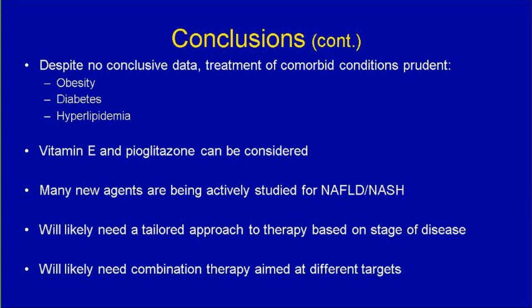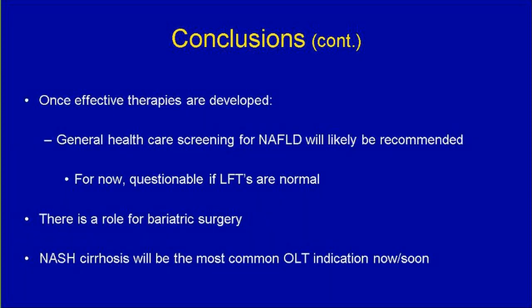And I think the point is over the next 5 years, we're going to be seeing more and more drugs. And I think what we're going to see really is going to be triple combination. We're going to see drugs that treat the metabolic syndrome. We're going to see drugs that treat the inflammation. And we're going to see drugs that treat the fibrosis. And again, you'll have to decide what to do with the normal and abnormal LFTs.